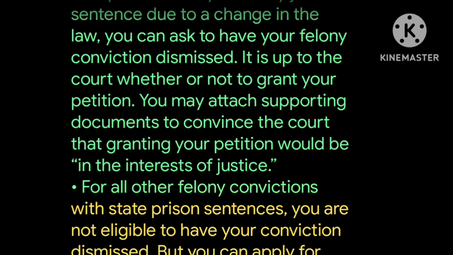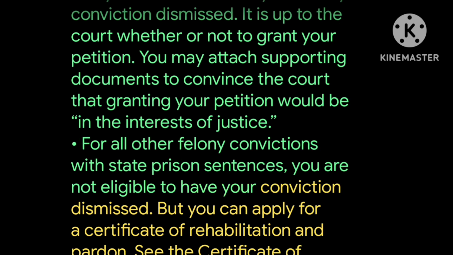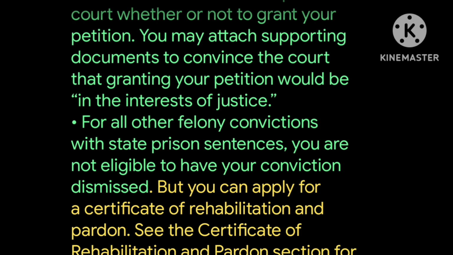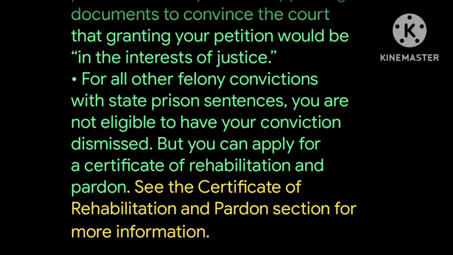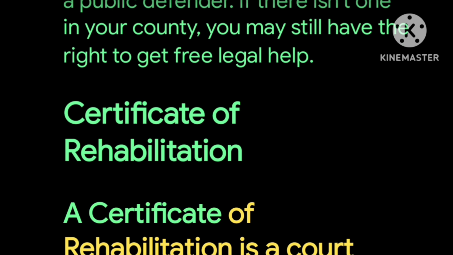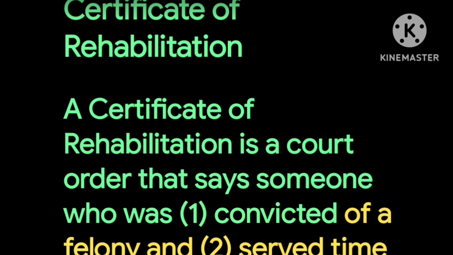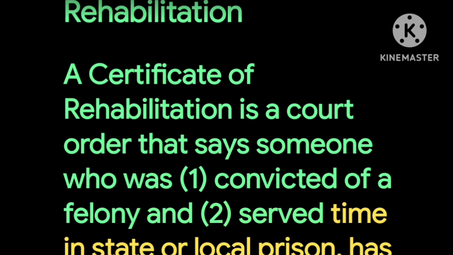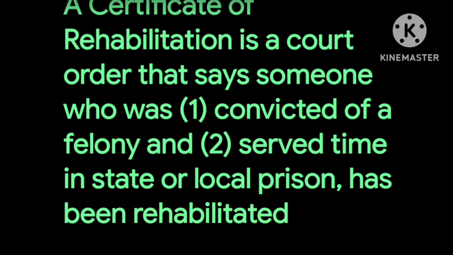For all other felony convictions with state prison sentences, you are not eligible to have your conviction dismissed. But you can apply for a certificate of rehabilitation and pardon. Certificate of rehabilitation. A certificate of rehabilitation is a court order that says someone who was 1. Convicted of a felony and 2. Served time in state or local prison, has been rehabilitated.